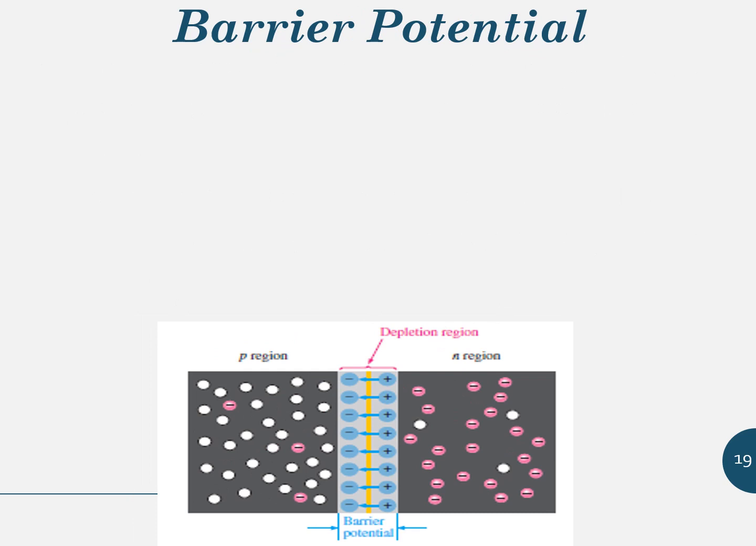Now, what is the barrier potential? A point is reached where the total negative charge in the depletion region repels any further diffusion of electrons, that is, negatively charged particles into the p region, because we know that like charges repel each other. As a result, the diffusion stops.